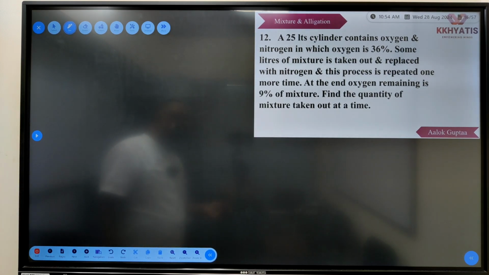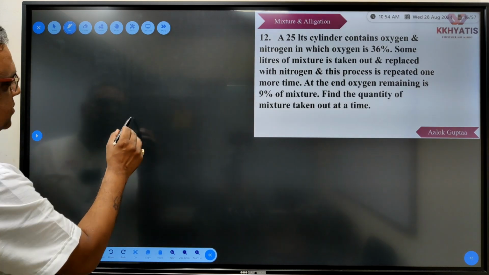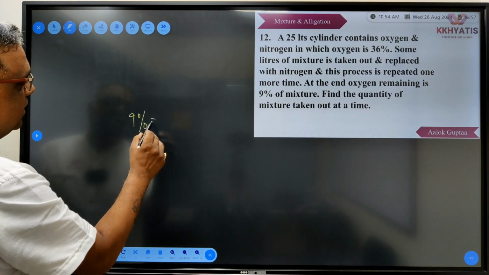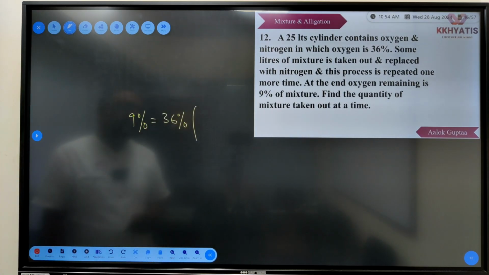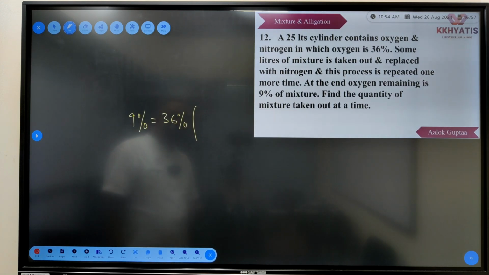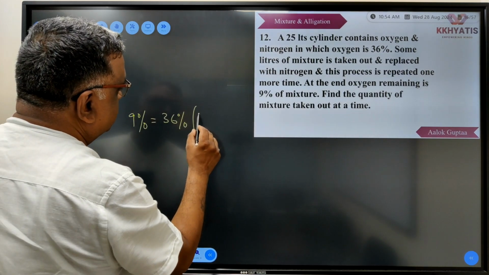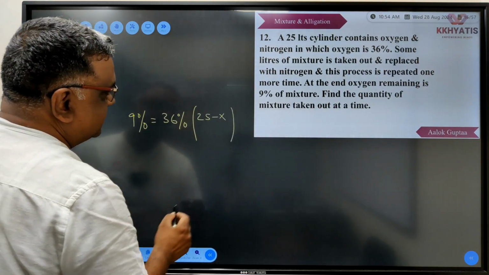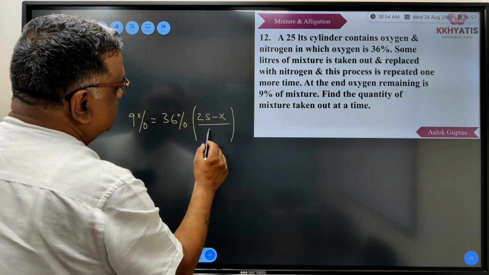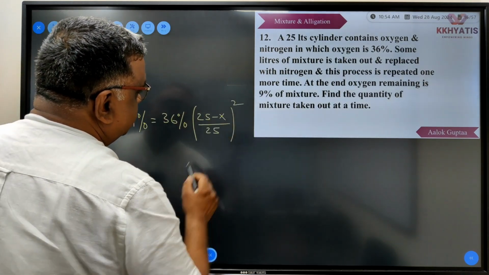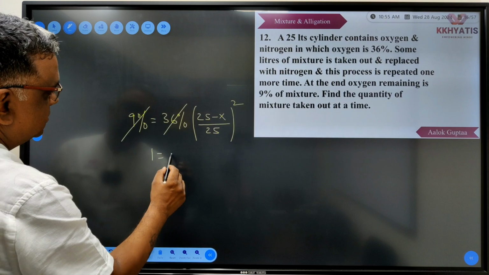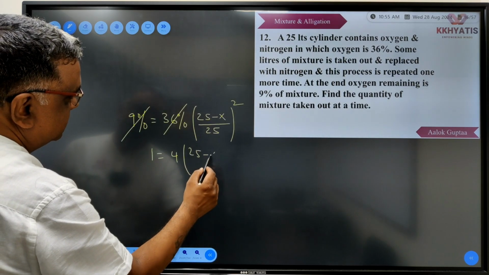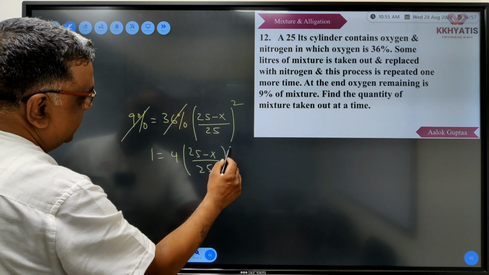So I'll directly apply the formula again here. So the final quantity of oxygen remaining is 9%. The initial quantity of oxygen was 36%. Some liters are taken out, and this process is repeated one more time. So it is repeated 2 times. So some amount X was taken out from 25, so 25 minus X, and the total was 25, and this was repeated 2 times. So what is this? This will get cancelled with this. So 1 equals 4 into (25 minus X upon 25) whole square.